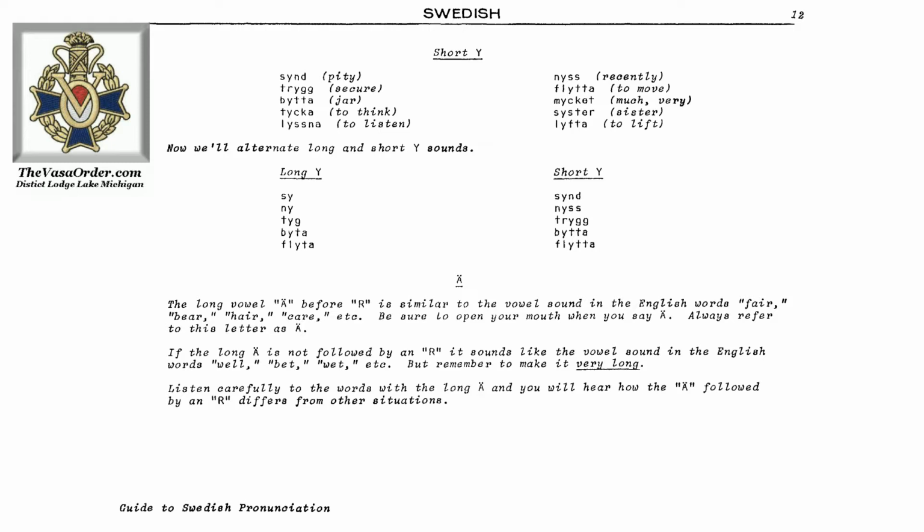Now we'll alternate long and short E sounds. Long E. Sy, short E. Synd, ny, nyss, tyg, trygg, byta, bytta, flyta, flytta.